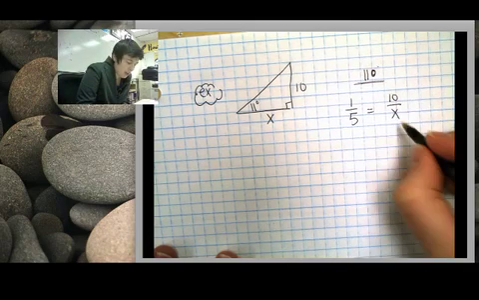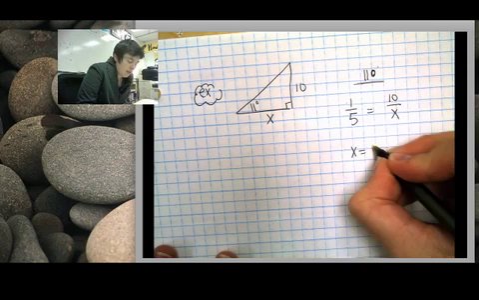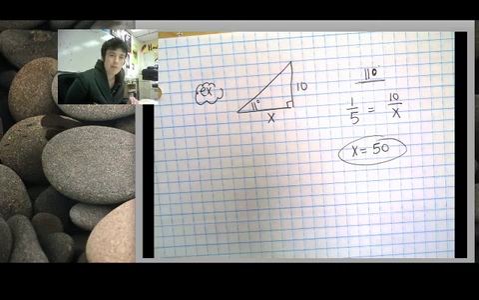So I'm going to solve this proportion. I'm going to cross multiply. X times 1 is x. 5 times 10 is 50. So I'm going to guess that x is going to have to equal 50 units.